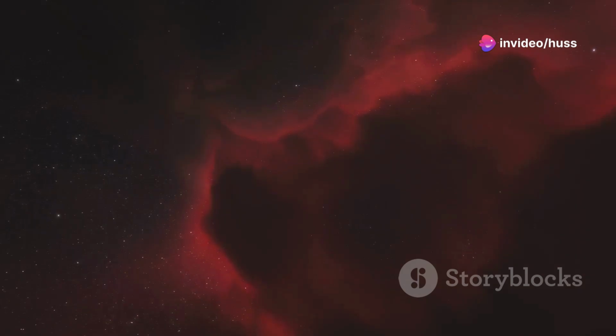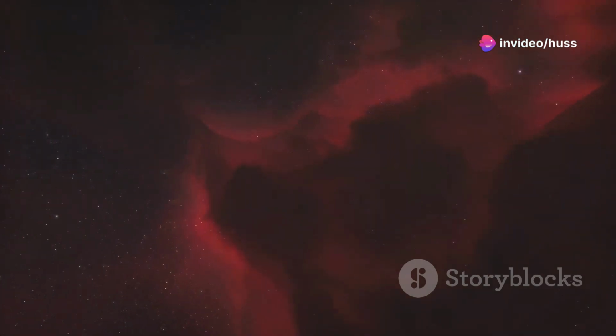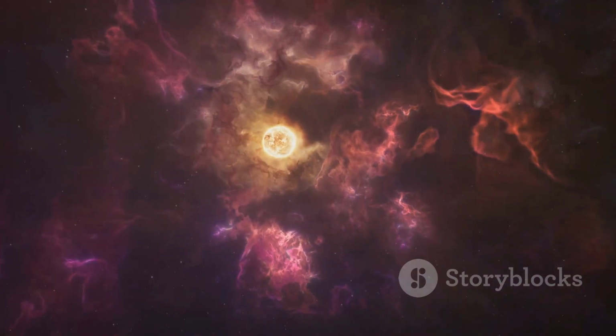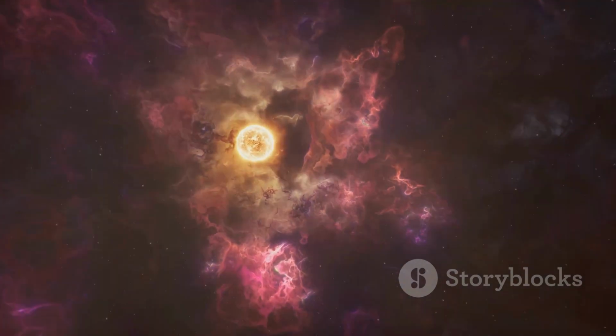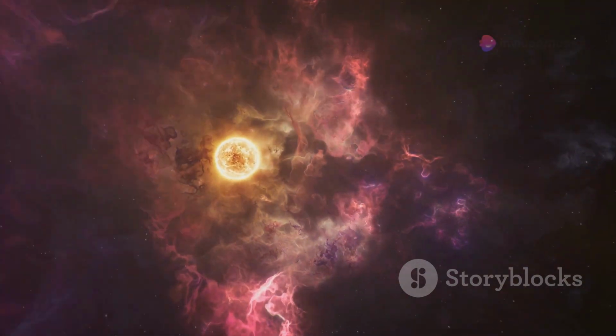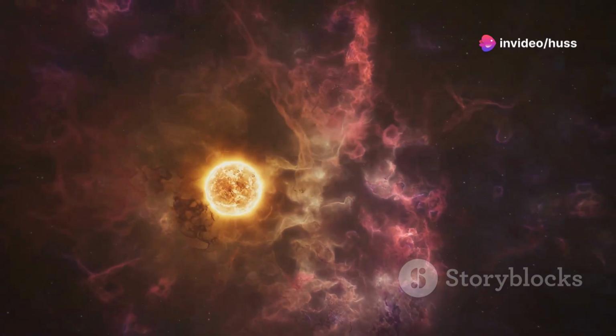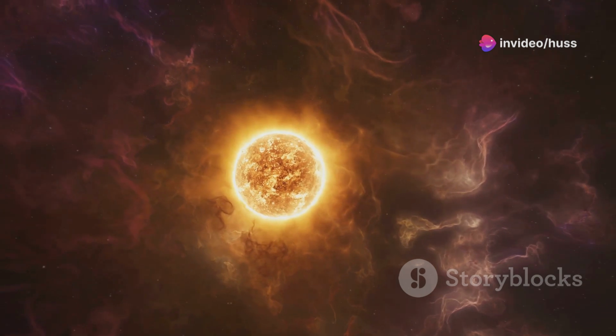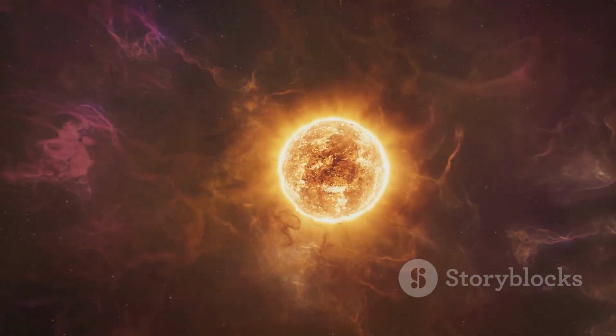As they grow, the pressure and temperature at their cores increase, setting the stage for the next phase of star formation. This process releases heat, causing the temperature at the core of these collapsing regions to rise dramatically. When the core temperature reaches millions of degrees, nuclear fusion begins and a new star is born.